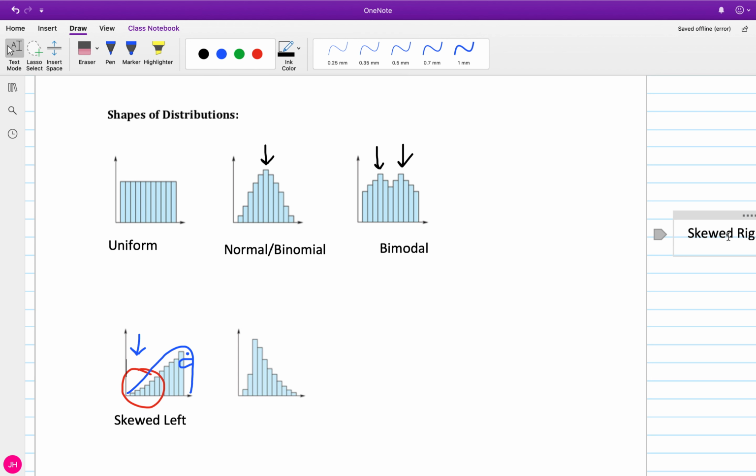Now its partner is going to be skewed right. Skewed right has our tail to the right-hand side. So you have something that's really, really, really high data, and it's pulling our mean, instead of being in the middle, our mean's going to be pulled toward the right side.